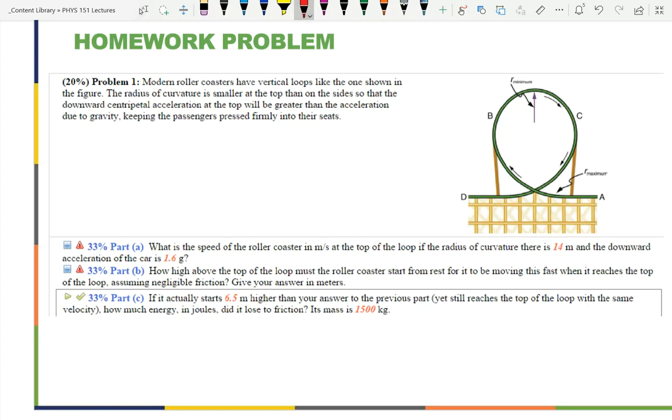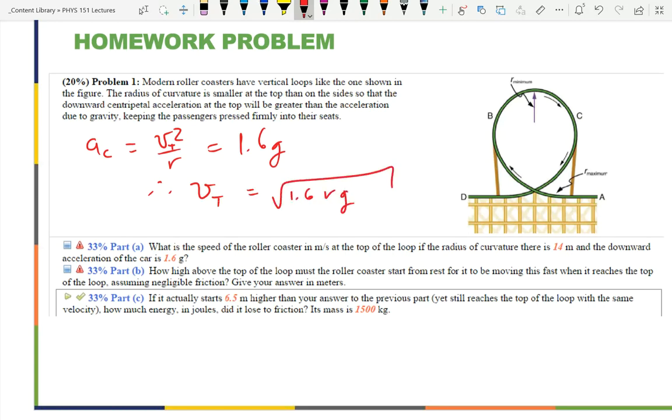Just to reiterate that, especially because I goofed it up the first time, centripetal acceleration is equal to v squared over r is equal to 1.6 g. And I'll put v subscript top. So v subscript top is equal to the square root of 1.6 rg, which of course just gives you a number. And for our purposes right now, I'm leaving it at that.